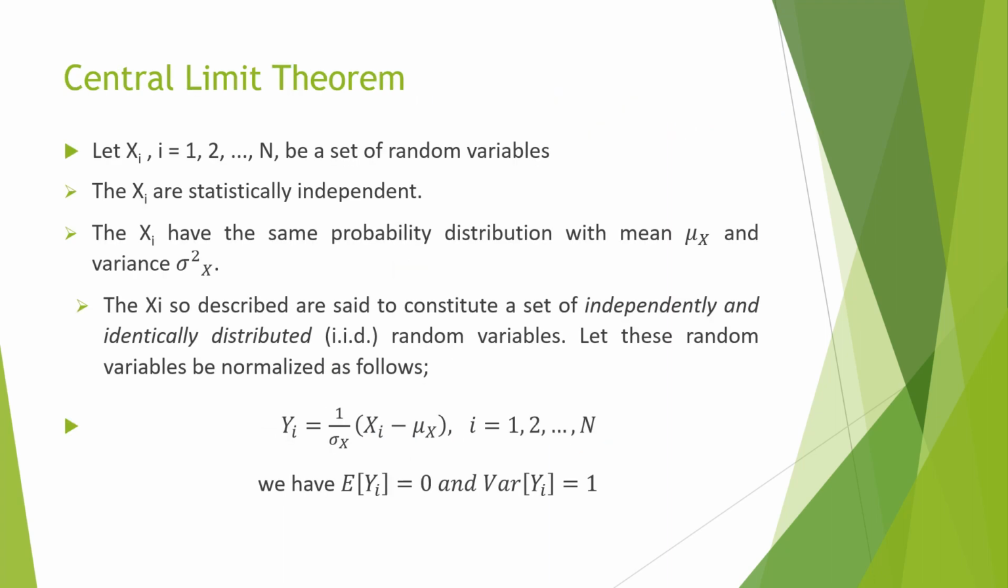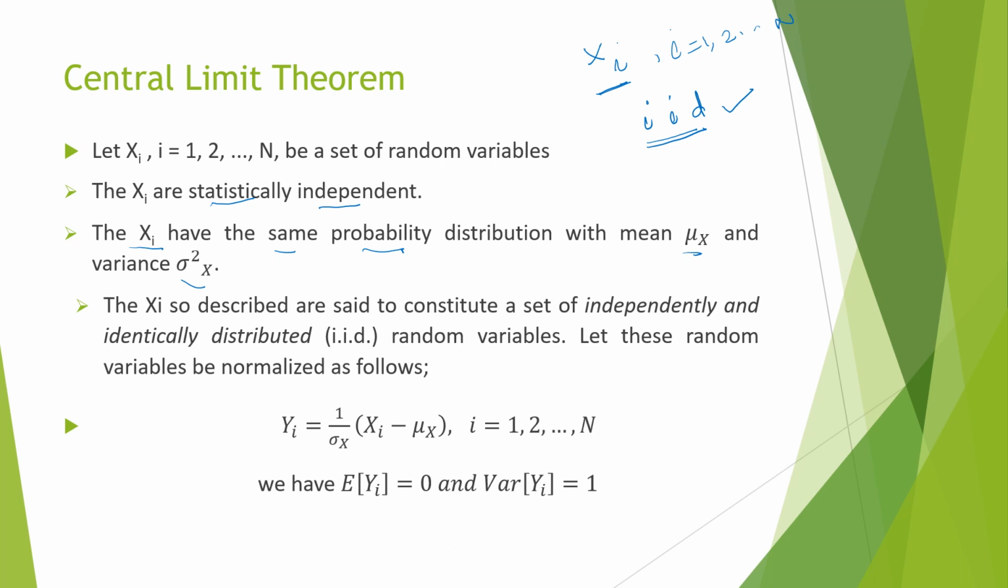We discuss the more famous central limit theorem. First we consider the set of random variables xi, where i = 1, 2, ... n. Now xi constitutes a set of random variables and they are assumed to be IID. As you have seen in the previous slides, IID stands for independently and identically distributed random variables. So what does it mean? Independently and identically distributed means they are statistically independent. All random variables in xi are statistically independent and they have the same probability distribution, with mu x as mean and sigma square x as variance.